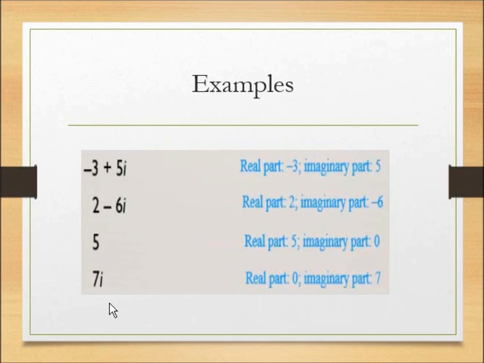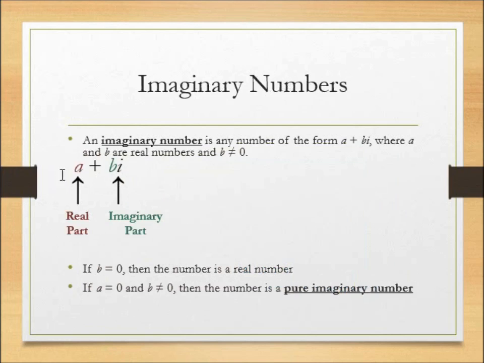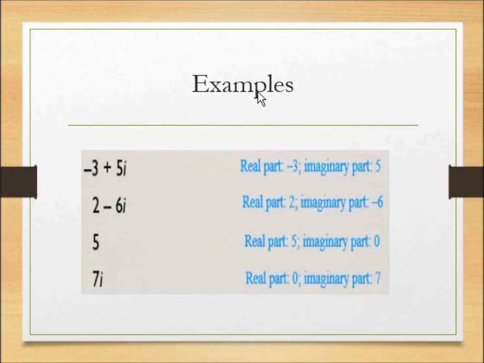Even this is a standard form, but the only difference is that, as we saw in this slide, over here bi is 0 because b is 0, and over here a is 0 because we only have bi, and a is equal to 0.